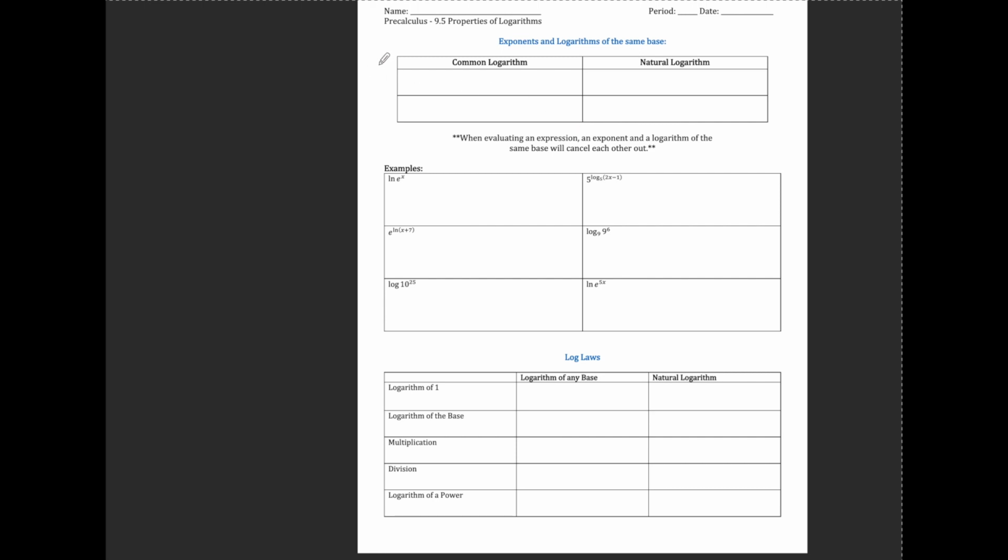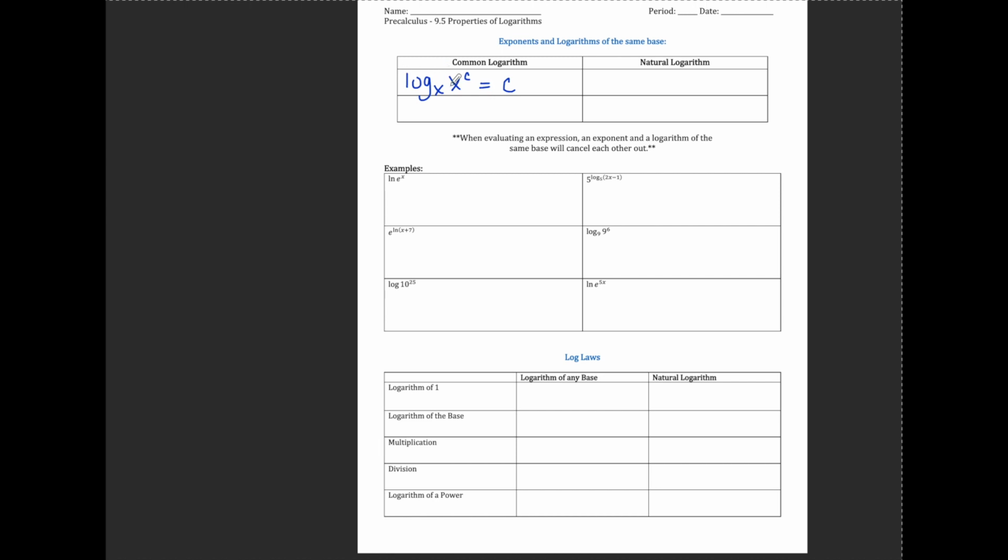The first one we want to look at is log base x of x to the c. So in this example, I see that the base of the log and then what I'm taking the log of are the same. If this happens, they essentially just cancel each other out and you're left with c.